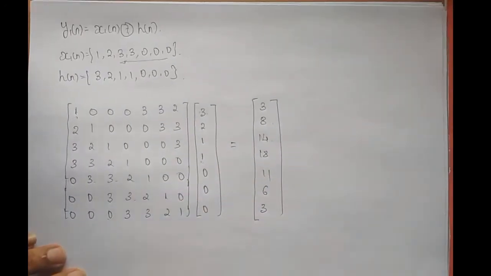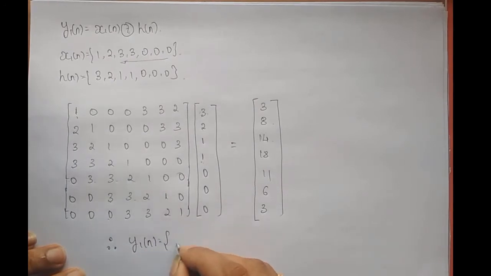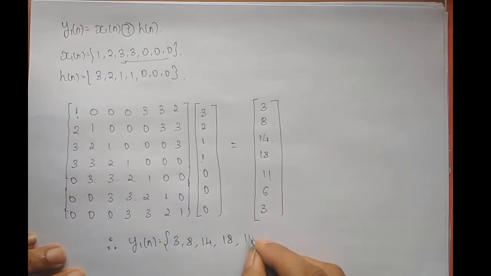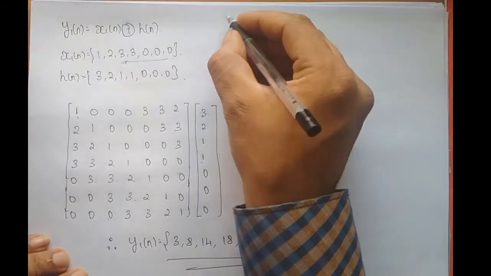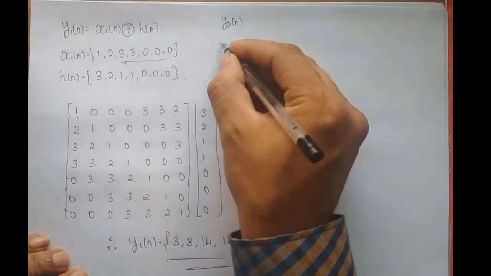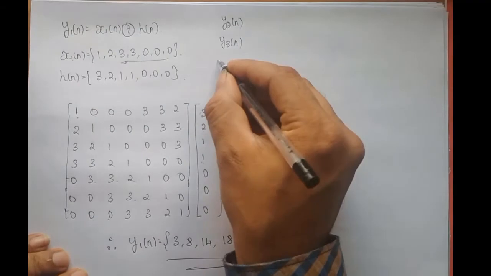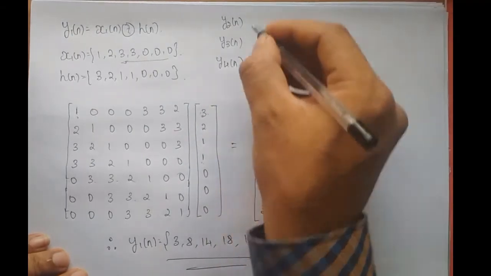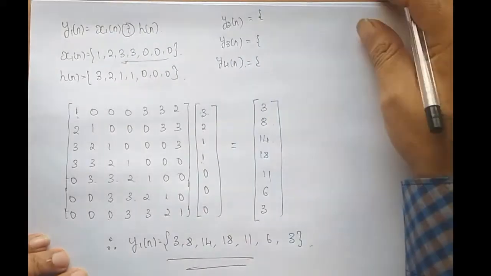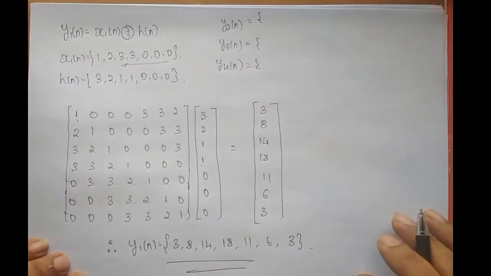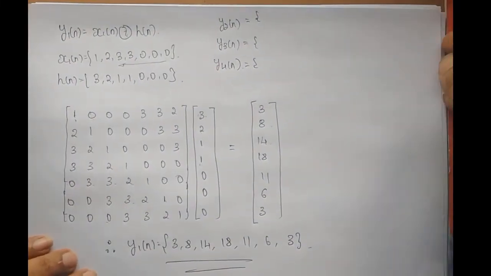So therefore y1 of n is equal to 3 8 14 18 11 6 3. So similarly we have to get y2 of n, y3 of n and y4 of n. So I am not going to solve this y2, y3, y4. You check your answers. I will give you directly the samples.